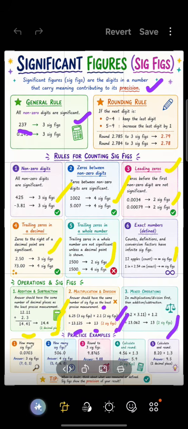The given examples are there, so you can also check how to find the number of significant figures. And finally, the rounding rule, which is here. If the next digit is 0 to 4, keep the last digit itself. You can see the first example here, round 1. So 2.785, we are writing for 3 significant figures, which is 2.79. Similarly, 2.784, for 3 significant figures, is 2.78, because here 4 is the next digit.